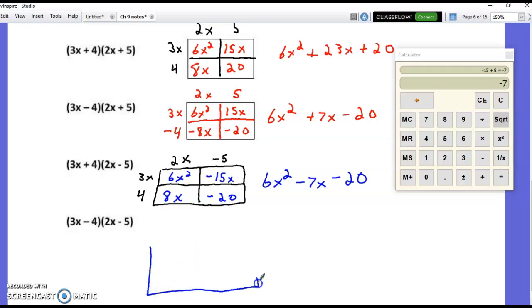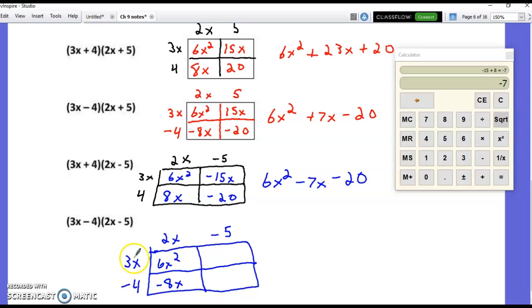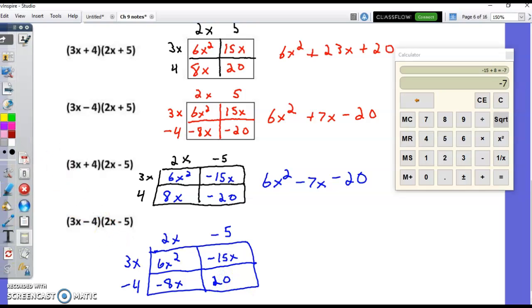I'm going to set up our box again. Because it's 2 by 2, we only need 4 squares. 3x, -4, 2x, -5, 6x squared, -8x. This would be a -15x, +20. I almost wrote the plus there, which would have been fine.